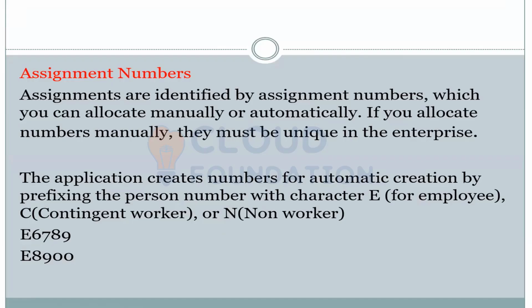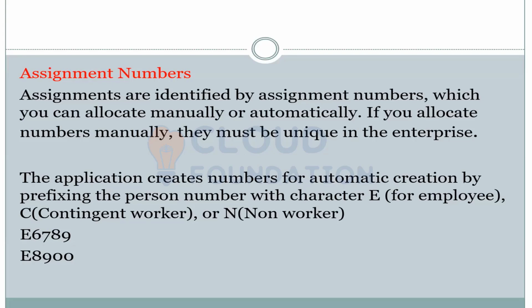What are assignment numbers? Assignment numbers are identified by assignment numbers, which you can allocate manually or automatically. If you allocate numbers manually, they must be unique in the enterprise. The application creates numbers for automatic creation by prefixing the person number generation with E for employee, C for contingent worker, and N for non-workers.